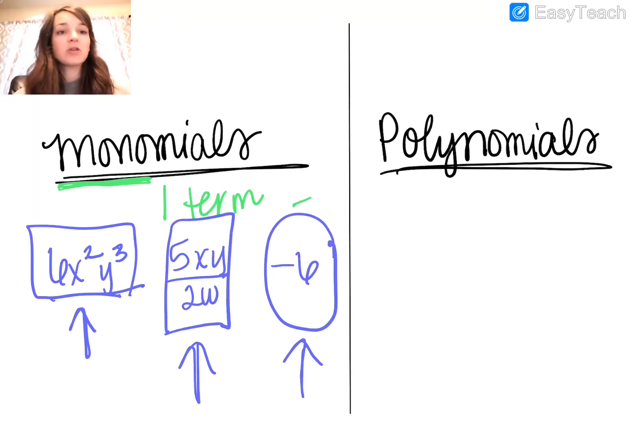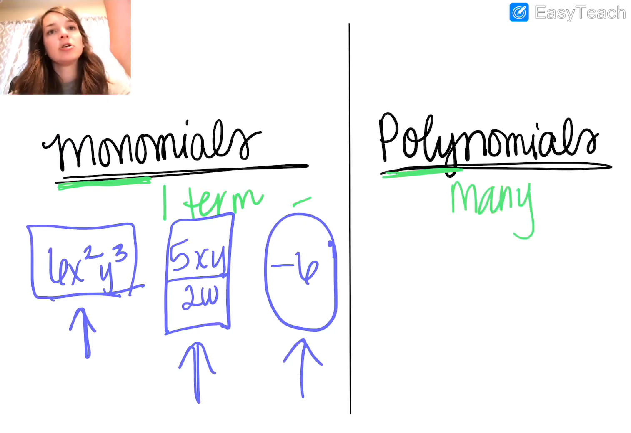So these are monomials. Polynomials, on the other hand, poly means many.